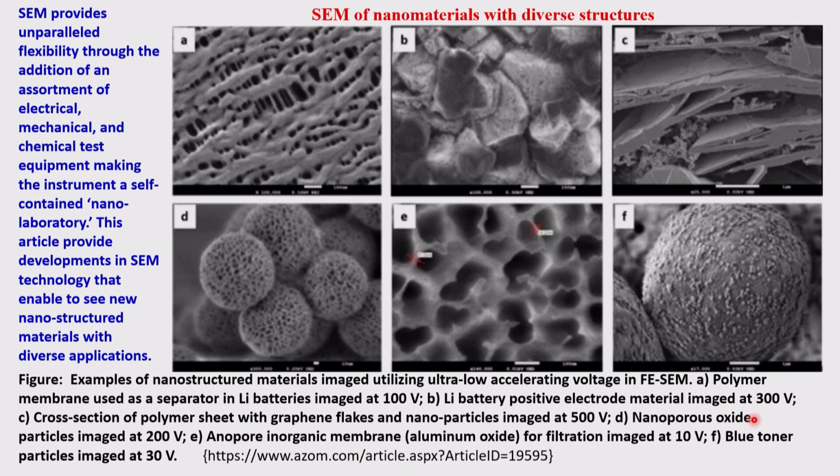D is nanoporous oxide particles, so the oxide ones. And E is an anopore inorganic membrane. So this is aluminum oxide, which is used for filtration. And F is blue toner particles imaged at this. What I wanted to convey to you is that at this stage you need not remember any of these things. Materials having different nanostructures and microstructures would be reflected in their SEM pictures accordingly.